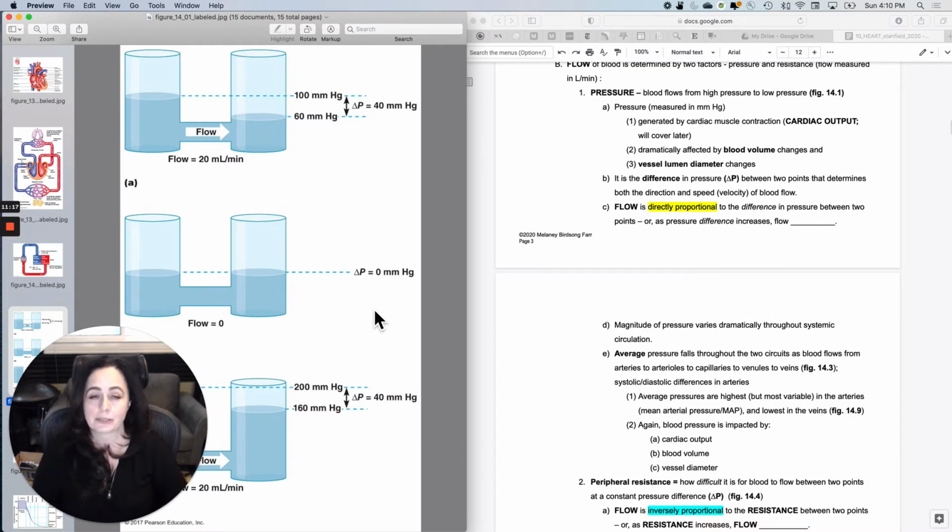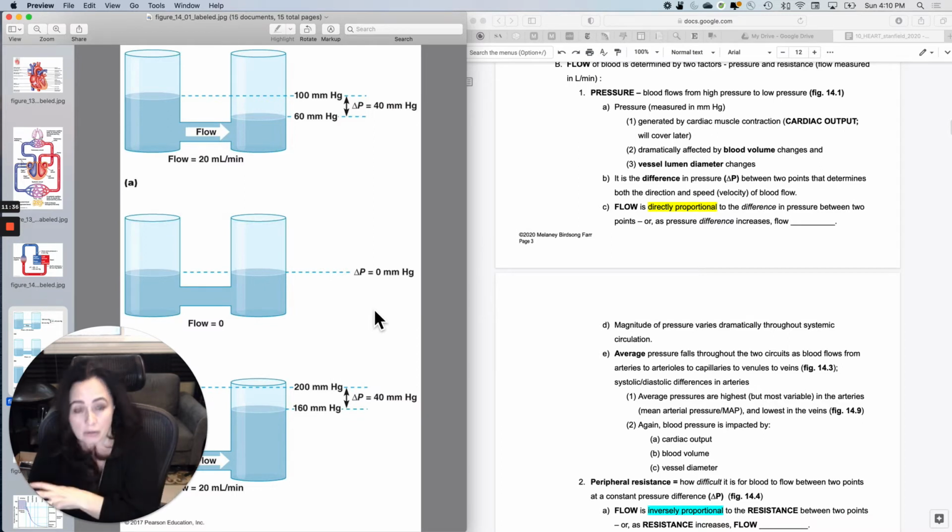Pressure is, as I mentioned, measured in millimeters of mercury. And then pressure is generated by cardiac muscle contraction. So the cardiac muscle contraction, specifically ventricular contraction, is responsible for generating the pressure in the system of tubes. And that's called cardiac output. We'll cover it in more detail later.